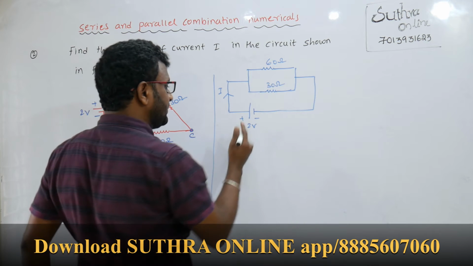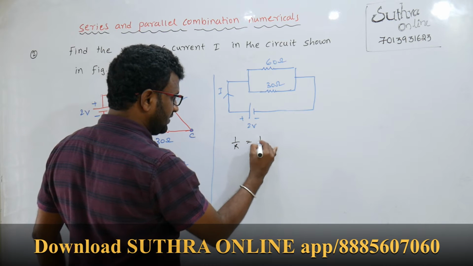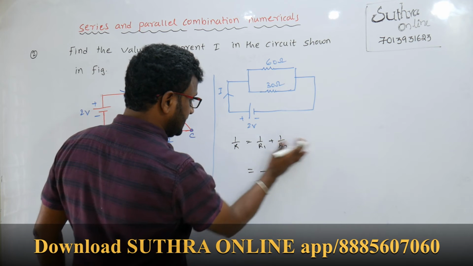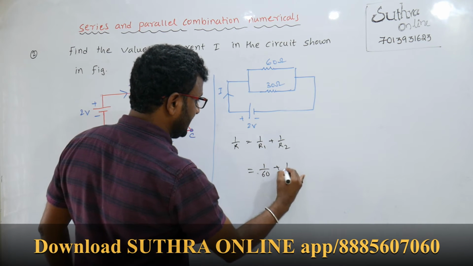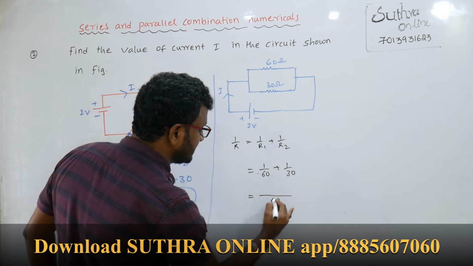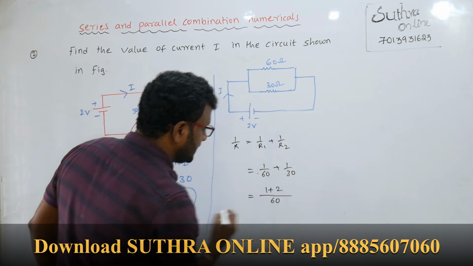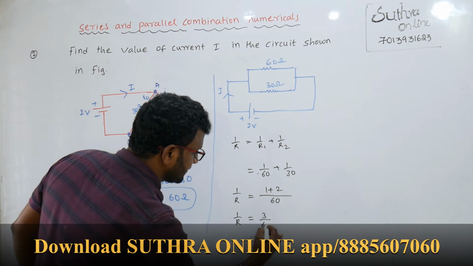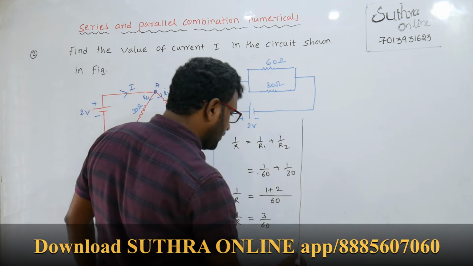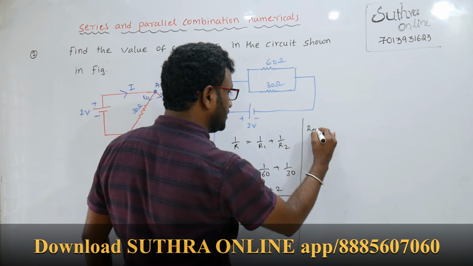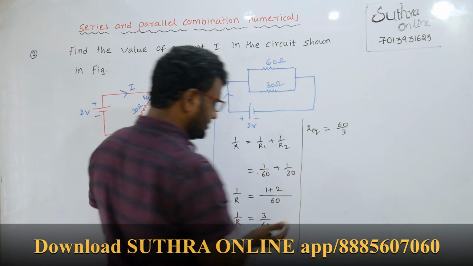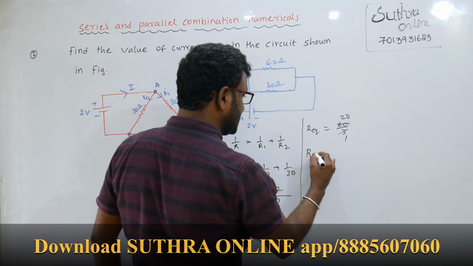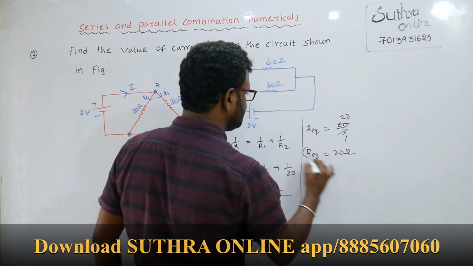When these two are parallel, the effective resistance is given by 1 by R is equal to 1 by R1 plus 1 by R2. That is 1 by 60 plus 1 by 30. The LCM is 60, so 1 plus 2. 1 by R is equal to 3 by 60. Then the effective resistance in the circuit is 60 by 3, just by taking the reciprocal. 3 ones are 3, 3 twenties are 60. So the total effective resistance in the circuit is 20 ohms.